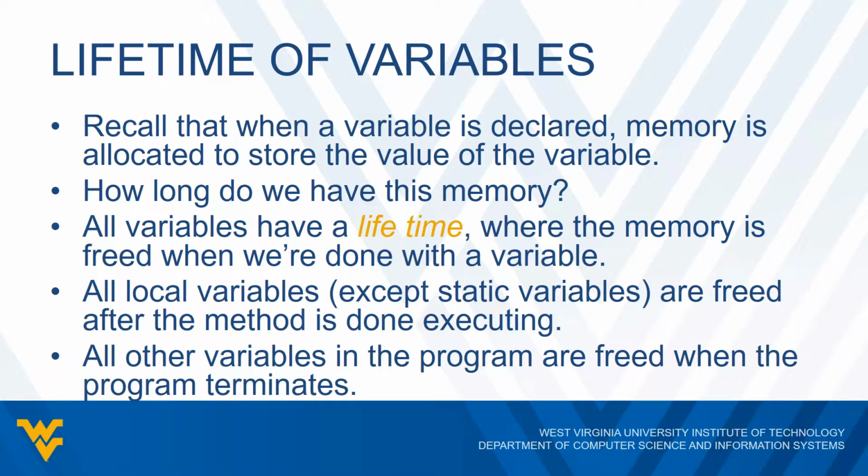Now the other variables, the global variables that are declared outside the methods, they're freed when we're done with the entire program, because since they're declared outside of methods, they could be used in any single method or several methods, so we don't know for sure when we're done with a variable until we're done with the program.